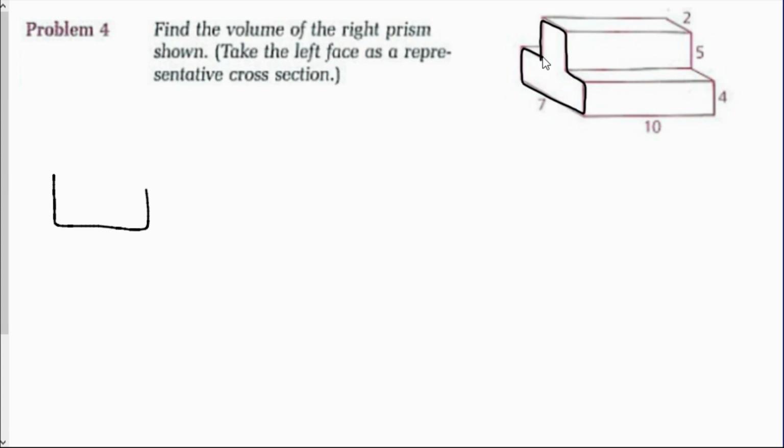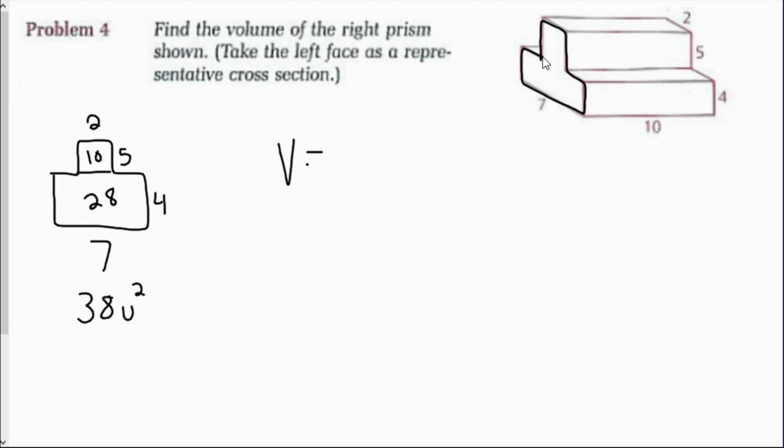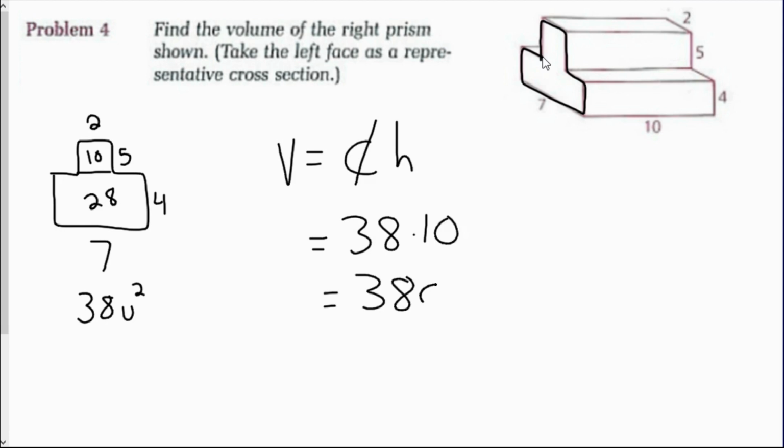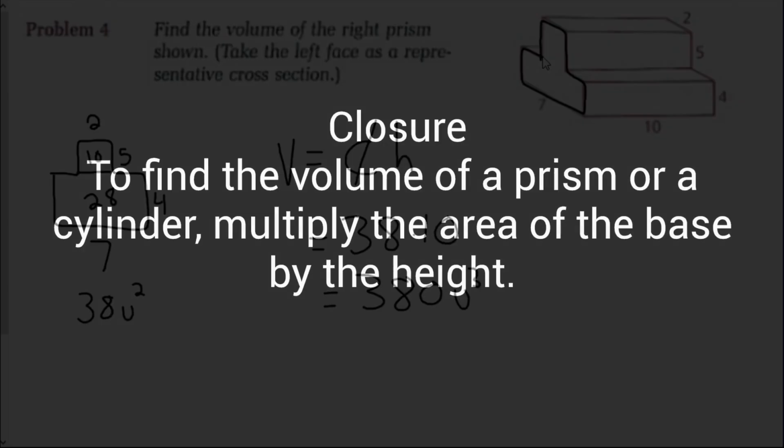So looking at this cross section, if I label my dimensions, I'd have a dimension of 5 and 2 and 7 and 4. So the area of this up here is 10 and the area of my big space is 28. So the total area of this is 38 units squared. Now, if I remember my volume formula with cross-section, I have cross-section times my height. So 38 times 10 would be equal to 380 units cubed. So the volume of this right prism shown is 380 units cubed.